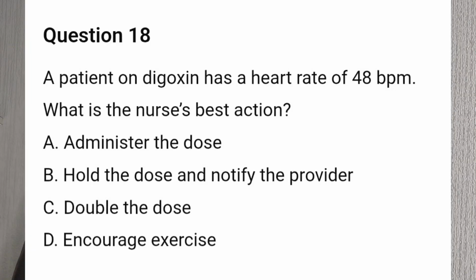Question 18. A patient on digoxin has a heart rate of 48 beats per minute. What is the nurse's best action? You shouldn't give digoxin when the heart rate is less than 60. So what will you do? A, administer the dose. B, hold the dose and notify the provider. C, double the dose. D, encourage exercise. So the answer is B, hold the dose and notify the provider.